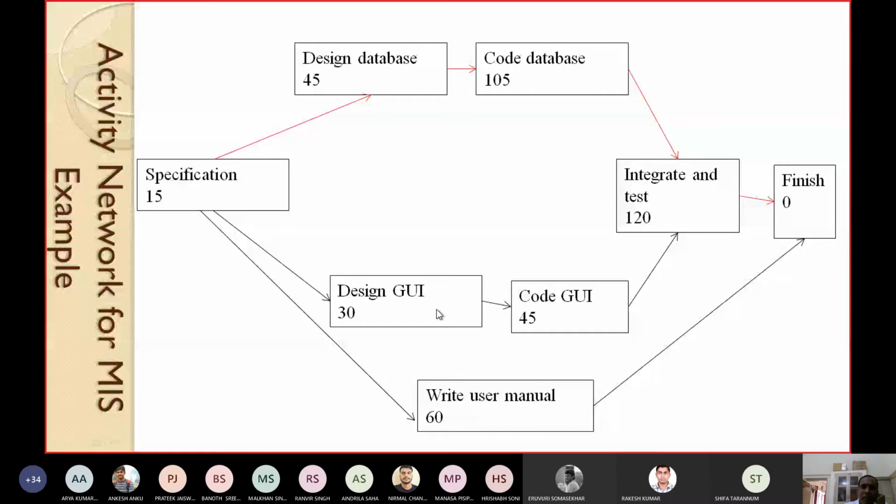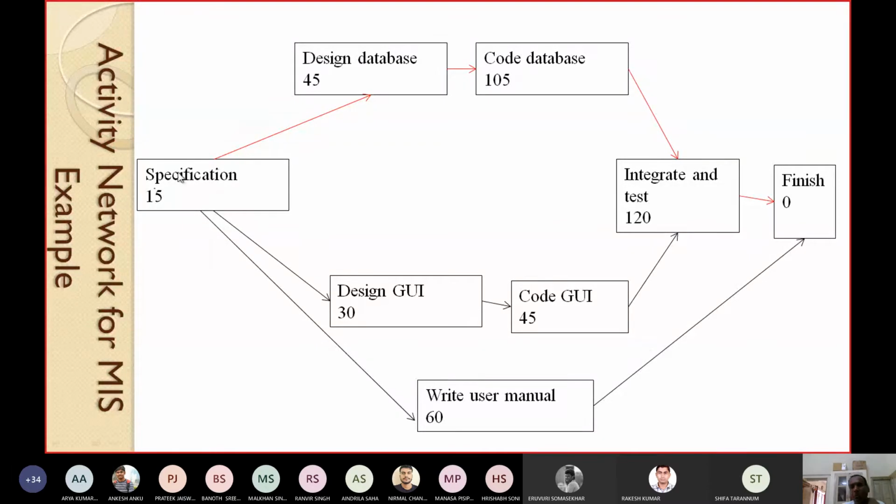Similarly, write user manual depends on specification. Design GUI depends on specification. Design database depends on specification. In this way, you can find out the dependency relationship. I have already told you that time will move from left to right in the activity network. But in order to find the dependency, you can go from right to left so that you can know which task is dependent on what other tasks. So in this way, activity networks can be represented.